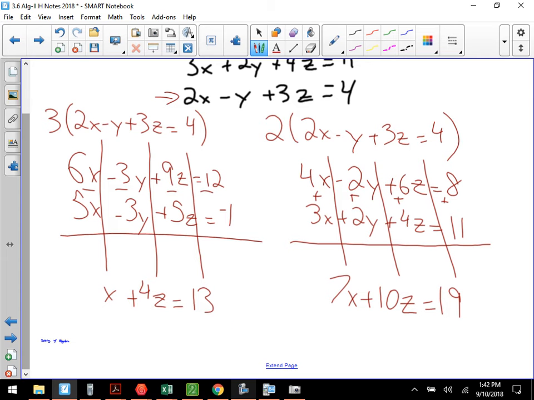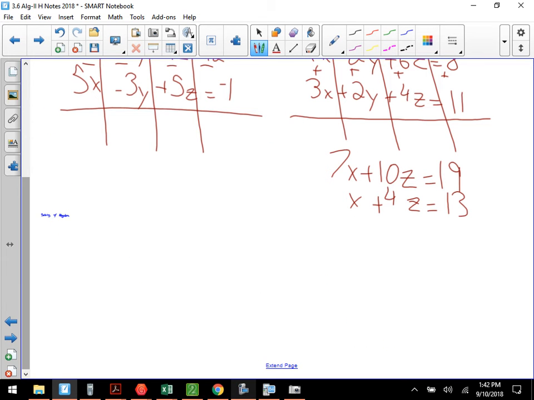Since I'm working with those two equations, I can do a system equation, multiply and subtract, and do all that linear combination mumbo jumbo. Or just say that x is 13 minus 4z. When you have a variable that has a coefficient of 1, it's always pretty quick to use a substitution step. So you get 7 times the quantity, 13 minus 4z, plus 10z is 19.